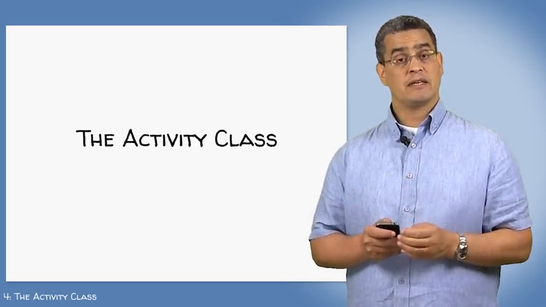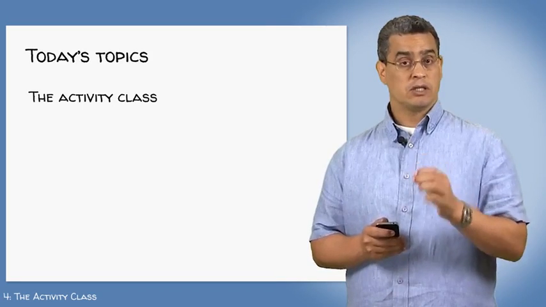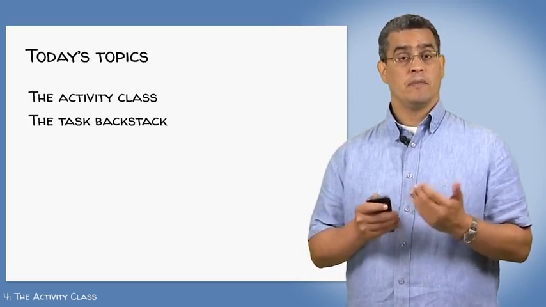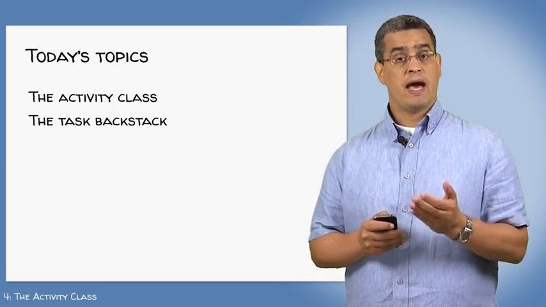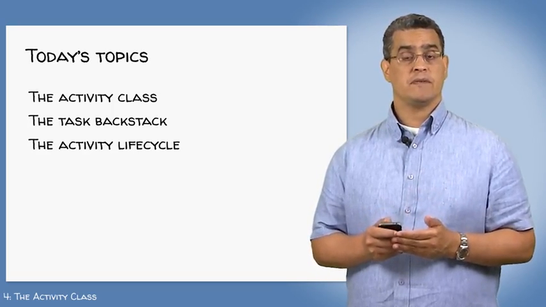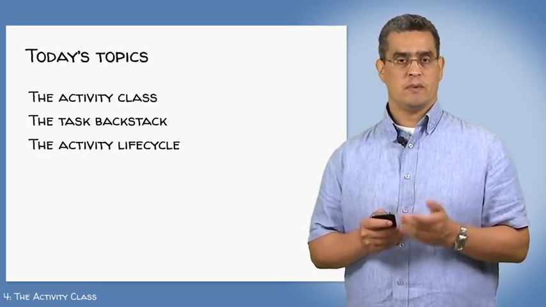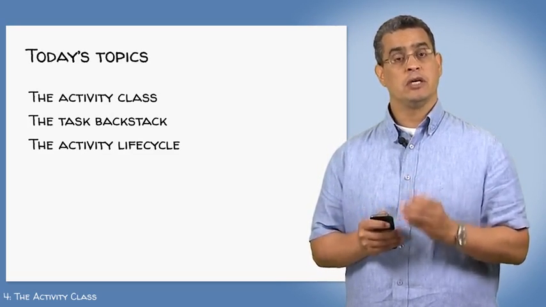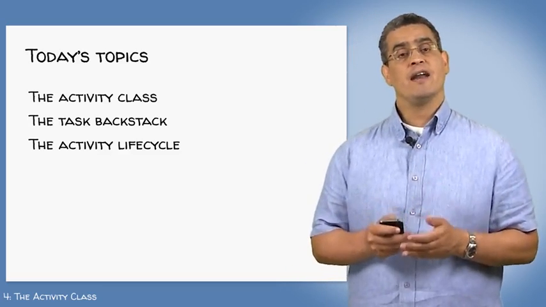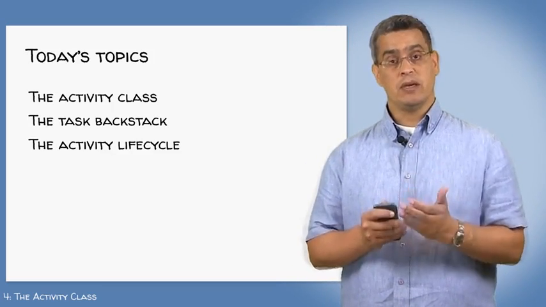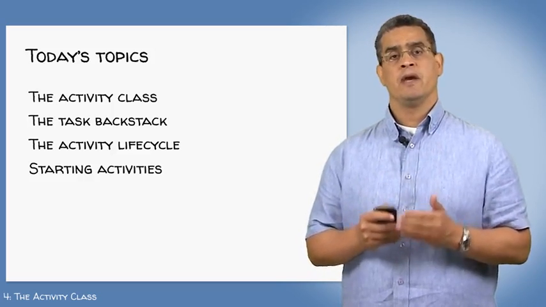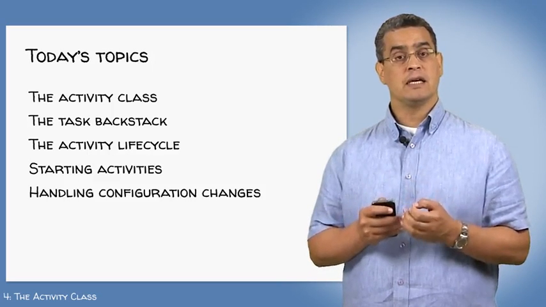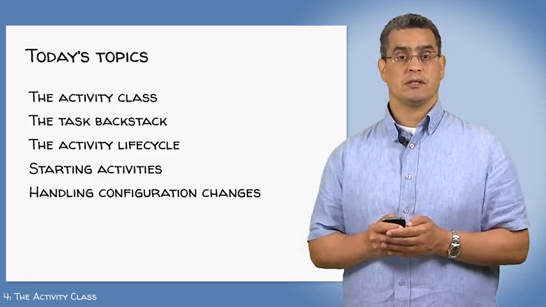I'll start by presenting the activity class itself. Next, I'll discuss Android's task backstack, which helps users easily navigate back and forth among the activities they use. After that, I'll discuss the life cycle of activities, how they're created, executed, and terminated, and how Android manages and communicates these life cycle phases and changes to your applications. After that, I'll discuss the APIs and patterns that you'll need to programmatically start activities. And finally, I'll finish up with a discussion of how Android activities handle device and application configuration changes.